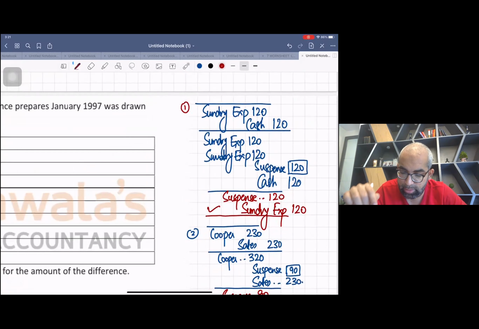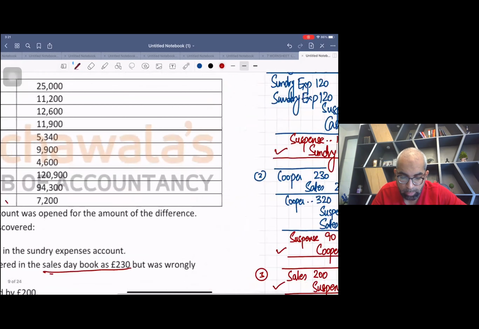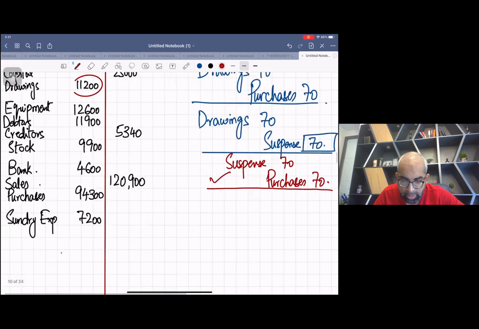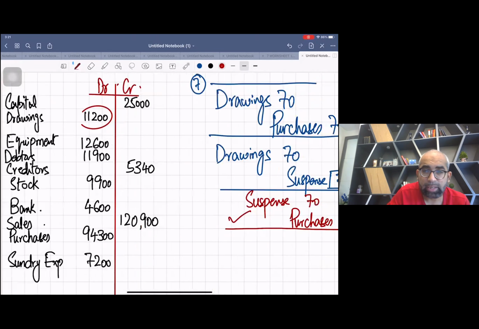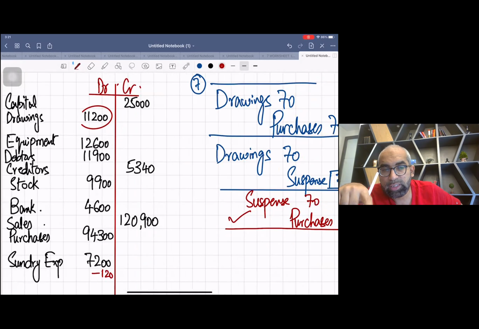Okay. So now let me fix the trial balance. Now I'm going to fix C, where sundry expense is written here, and in the correcting entry, sundry expense is on the credit side. So we will reduce C minus 120. See, I'm correcting it, minus 120 in the sundry expense. Okay, minus 120. Don't forget.